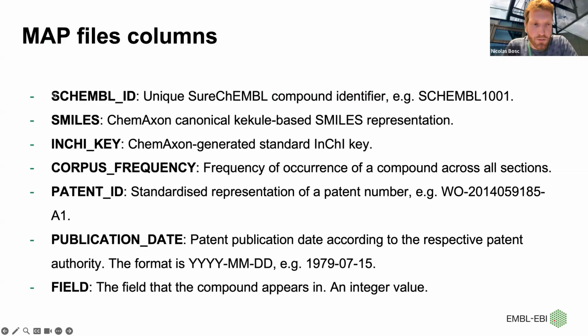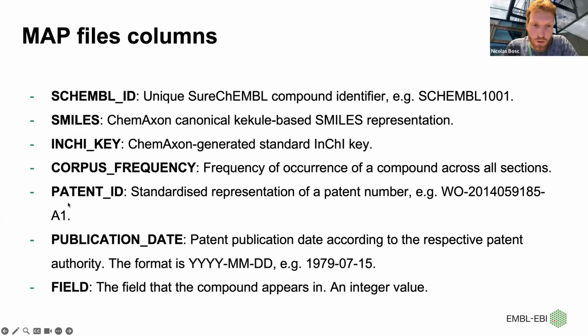As I said, in the map file, you retrieve association information for the patent and the compound that are found in the patents. For that, we give you the SureChEMBL ID, the corresponding SMILES and InChI key that refer to the structure of the compound. Also, the field named corpus frequency, that is the number of times a compound is found across all the sections of all the patents in SureChEMBL.